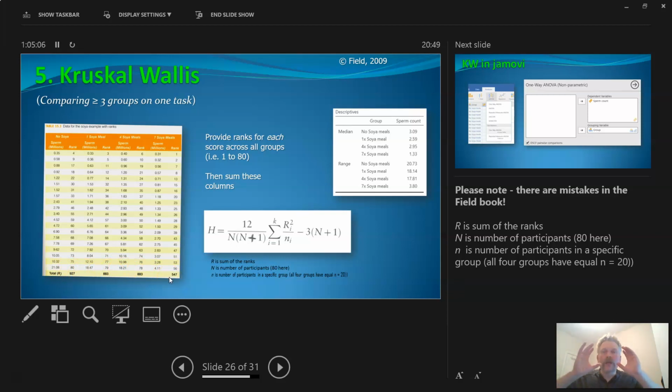Anyhow, once we've done all that ranking and we've got our total scores, it then gets entered into this equation, which is startlingly similar to what happened with the Friedman's ANOVA. So again, we take into account the number of participants. We're looking at factoring in the total score of those ranks by how many people happen to be in that particular group, and then as a factor of that, the total number of participants that were in the study.